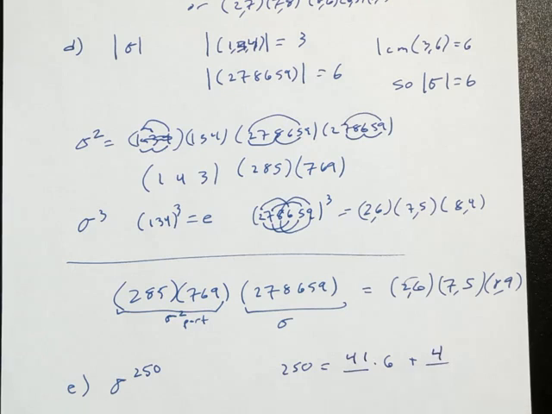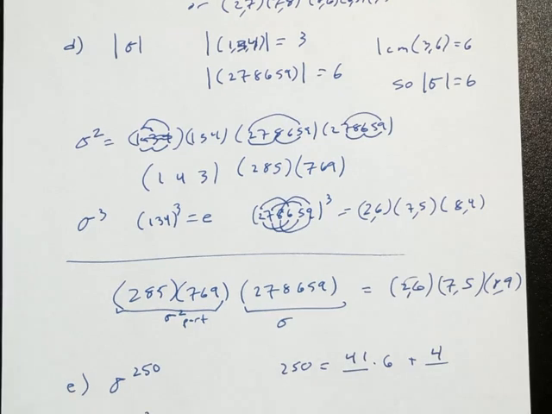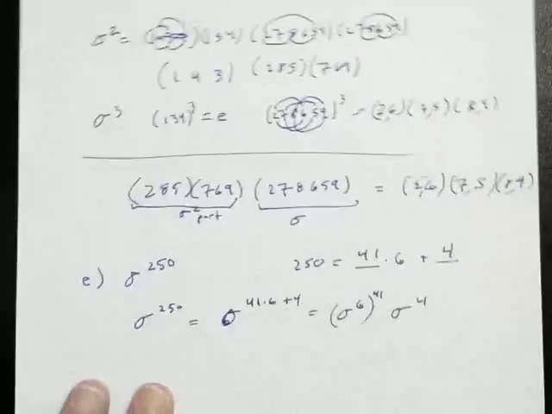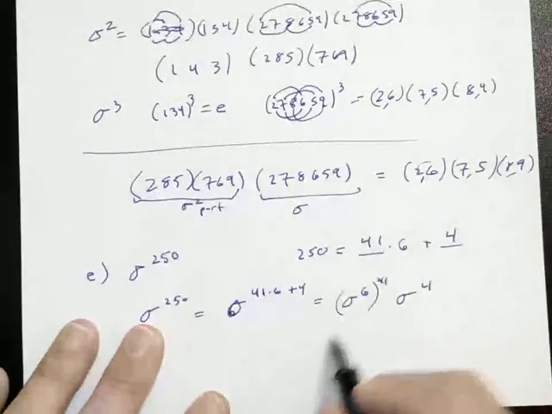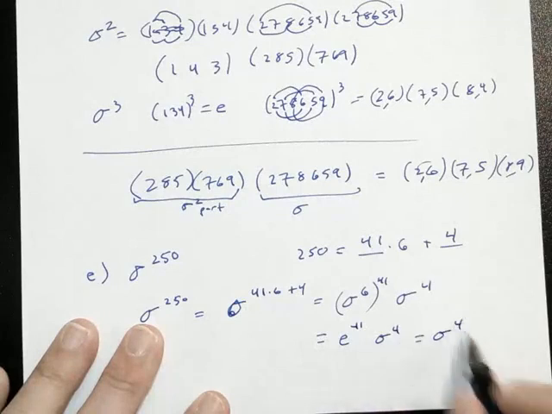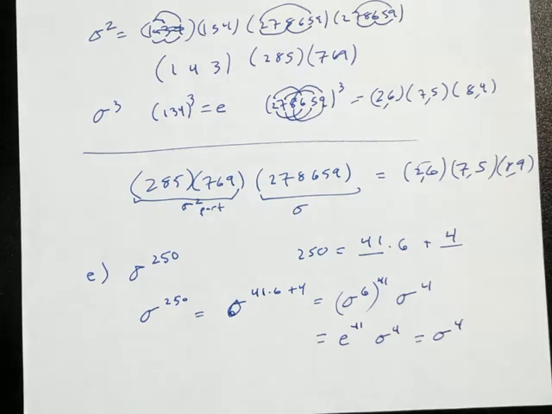Great. But that means what I really need is sigma to the 4th, because sigma to the 250th will be sigma to the 41 times 6 plus 4. That'll be sigma to the 6th to the 41st times sigma to the 4th. But that's the identity. Now I just have to work out sigma to the 4th.